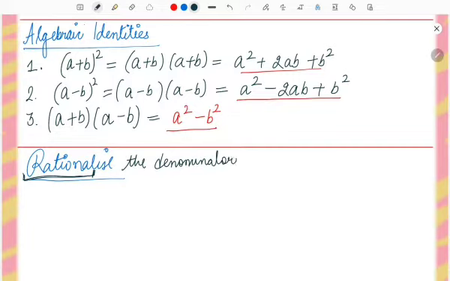If you go in R.D. Sharma, the questions would be based on rationalizing the numerator as well. But right now in NCERT we are doing rationalize the denominator. Rationalizing, the word itself has rational. That means you have to make the denominator a rational number. I'll give you an example.